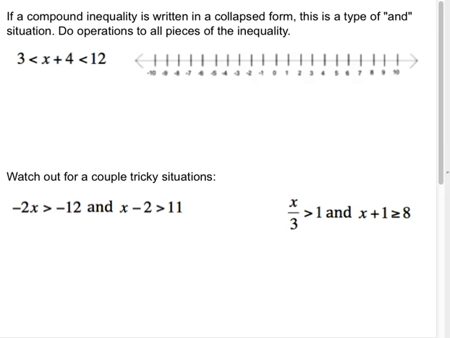All right, now, there is this idea of compound inequalities written in a collapsed form. So when it's in a collapsed form like this, okay, all that means is that you do operations to every piece of the inequality, okay? So all that means is here, when I have to subtract 4 to get x by itself, it means I just subtract 4 everywhere, okay?